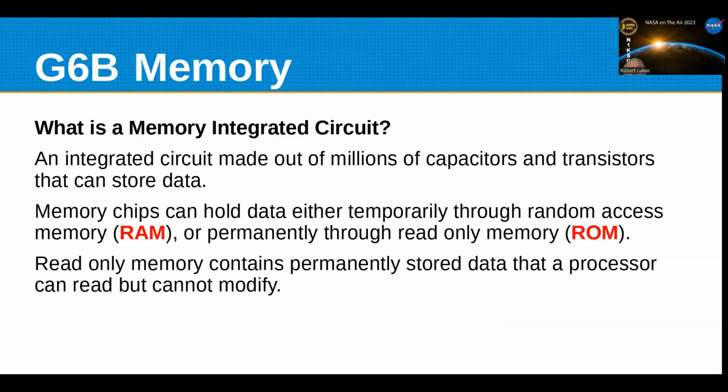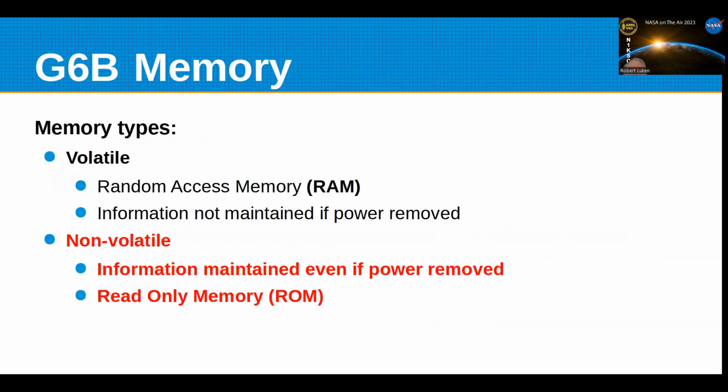So a memory integrated circuit used to be in there. You needed to know what RAM was, random access memory, which is volatile, or read-only memory, which is non-volatile. They took that out. What did they put in? Nothing. They dropped it. They figured everybody knows it. I guess they assume everybody knows the RAM.